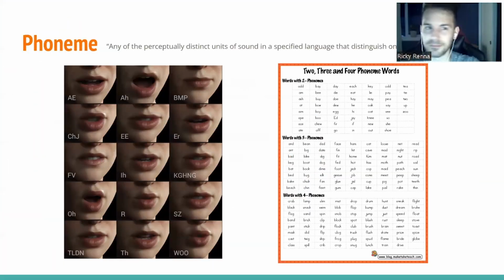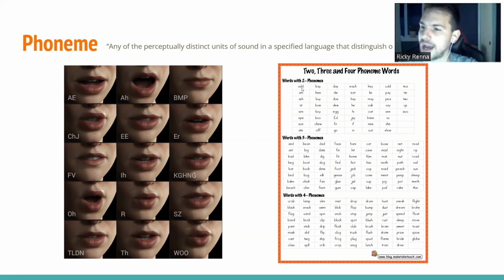What is a phoneme? The fancy definition is any of the perceptually distinct sounds or units of sound in a specified language that distinguish one word from another. Basically, think of them kind of like syllables, but they're syllables only of sound. So what does a phoneme mean? How do we break it down? Let's start with the simple ones, the two phoneme words.